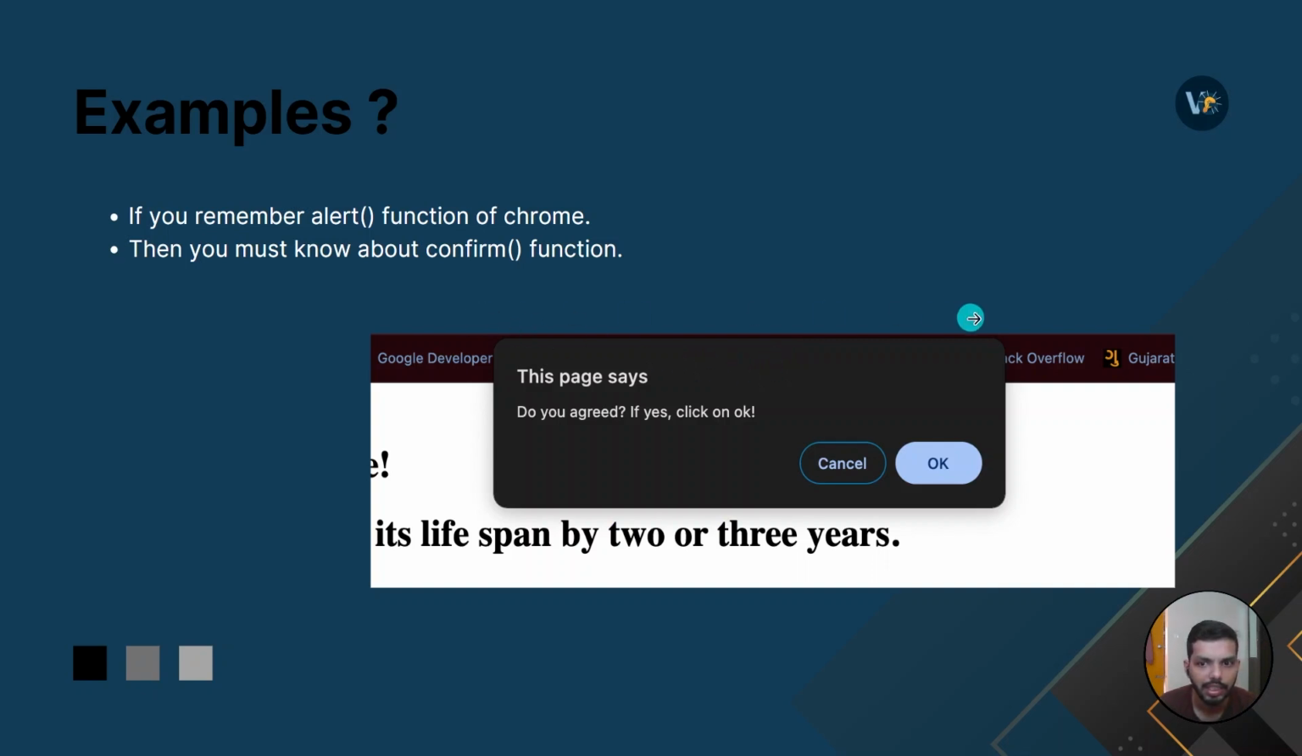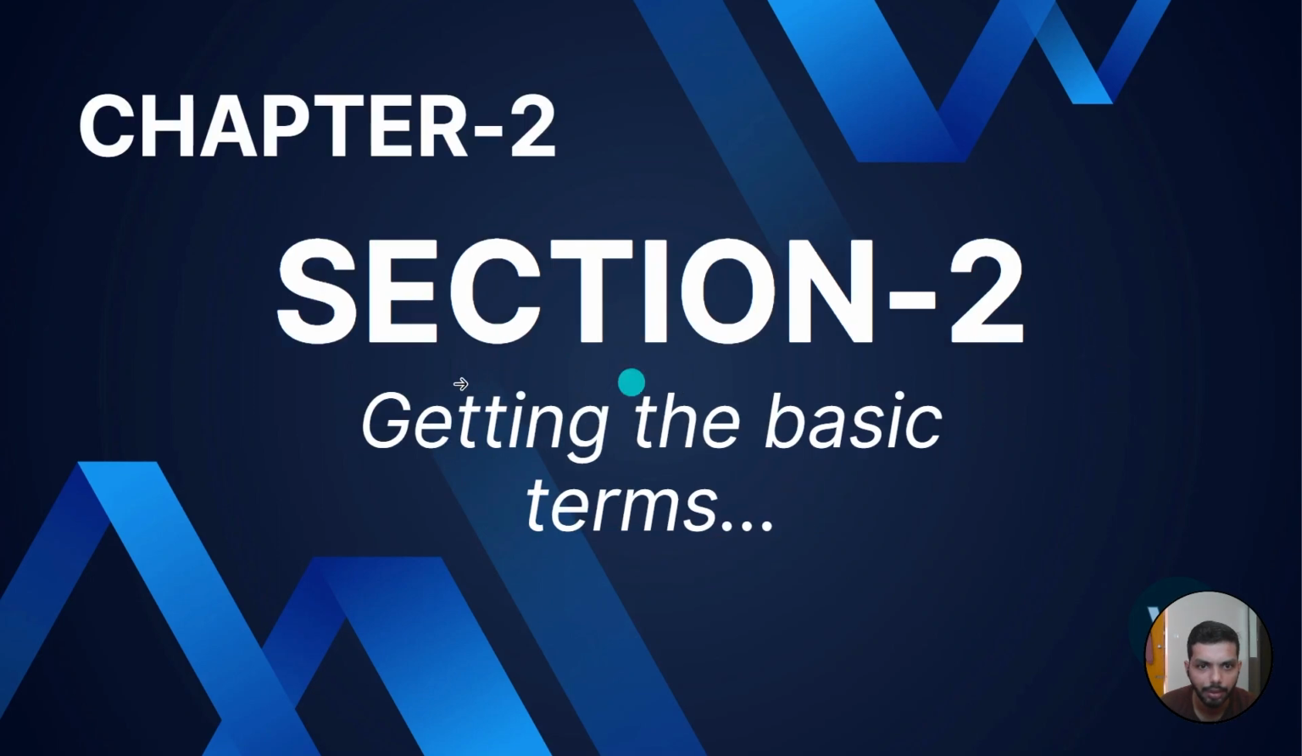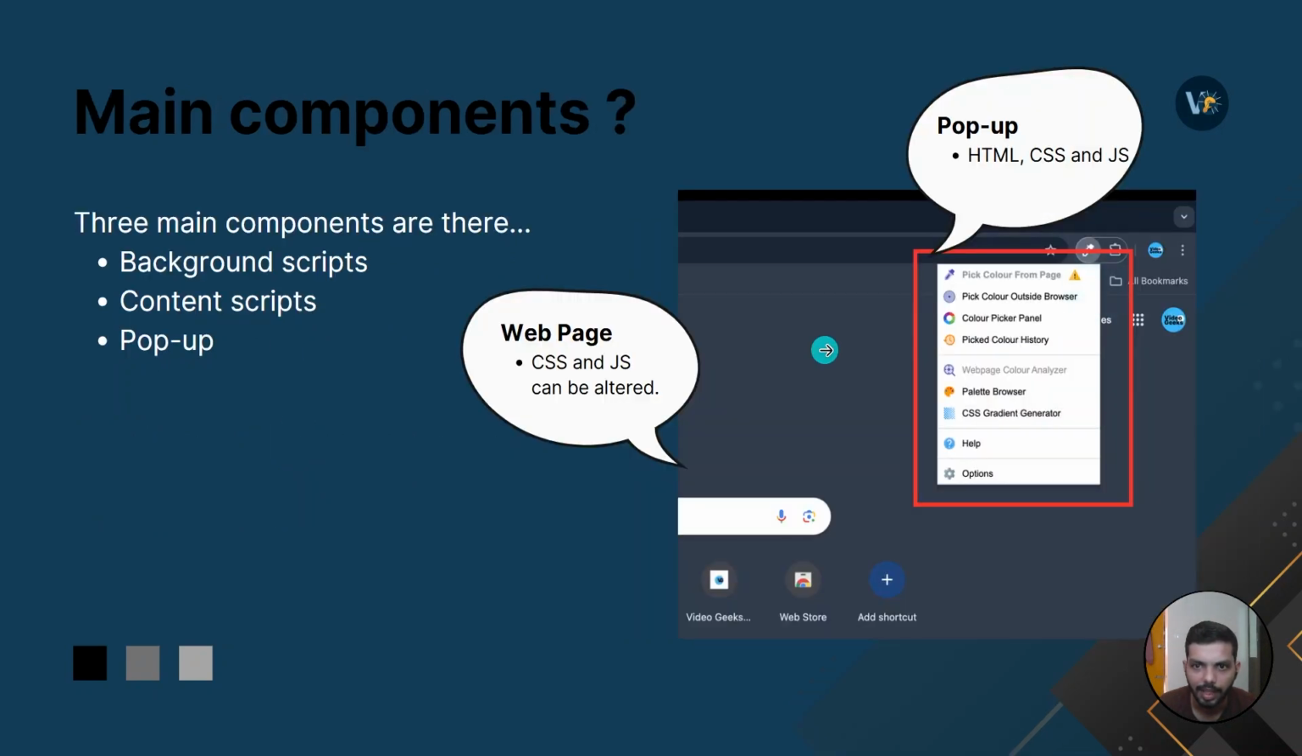Then we saw the examples. This is a traditional example of how async and await work. We followed section 1 with activity 1, where we saw the example of async and await. Then section 2 covered the basic terms, and by basic terms I mean about Chrome extensions: what is an extension, why we use it, and so on.